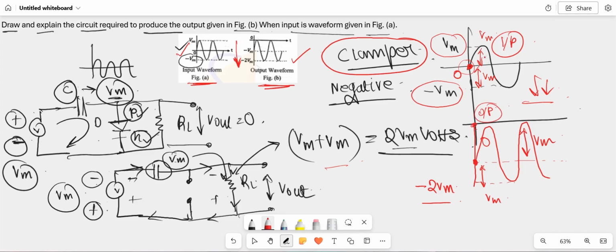So if we draw the sinusoidal waveform from the zero reference level, we can see this is the reference level. So below this value is Vm. As we can see here, this is Vm. So this will be also equal to Vm. And as we can see above this zero level, this was also Vm. So this peak value is also equal to Vm. So we are getting a total value of 2Vm in the negative direction. So the clamping is done in the negative direction.